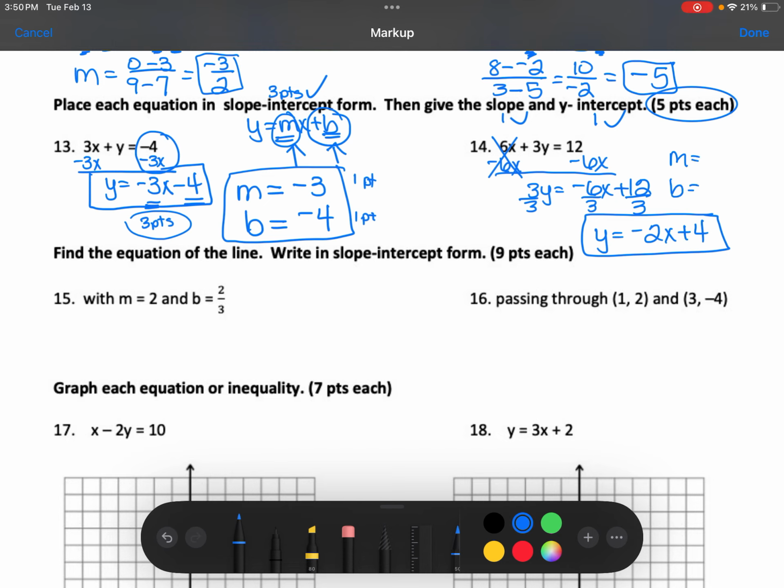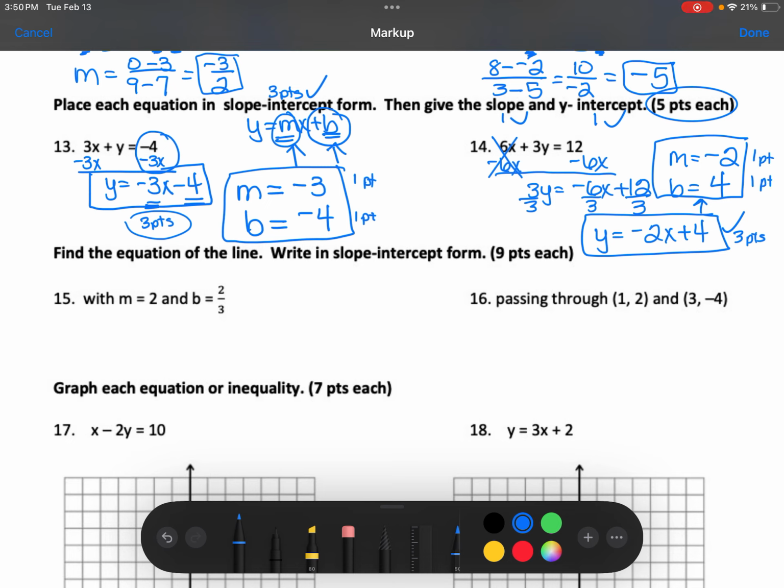So the slope is always this number in front of the x. Do not include the x or you will get it wrong. Don't put negative 2x, that's wrong. You need to just put negative 2. And the y-intercept is the last number, b. So this is my equation, which is worth 3 points. And then the slope and the y-intercept are both worth 1 point.